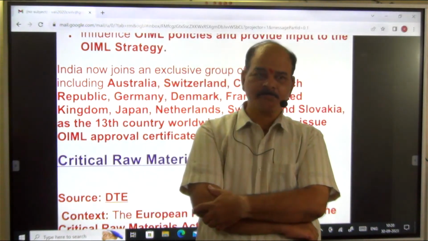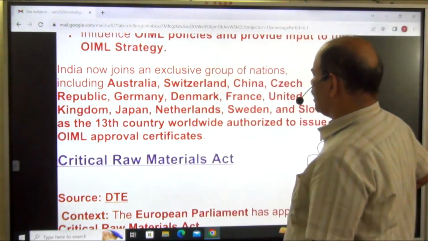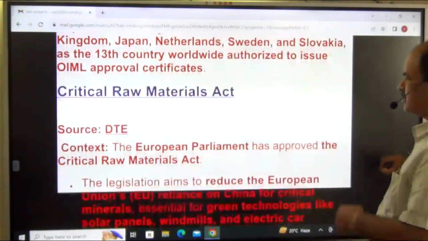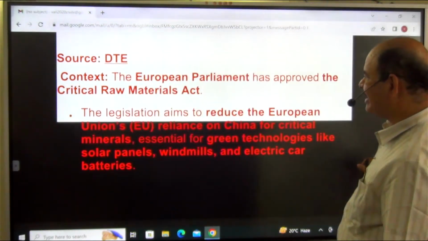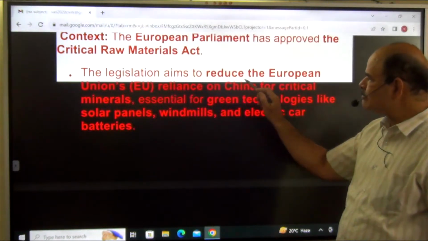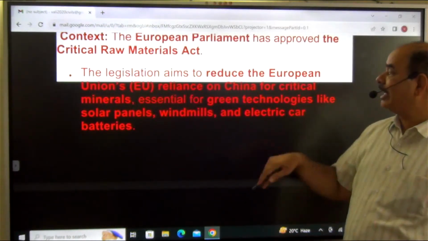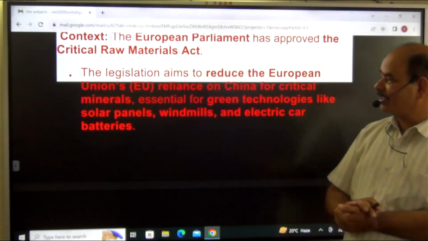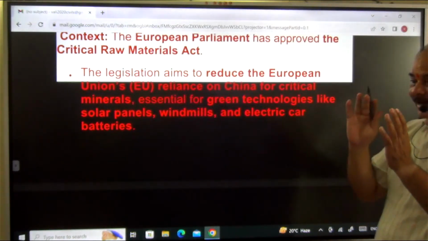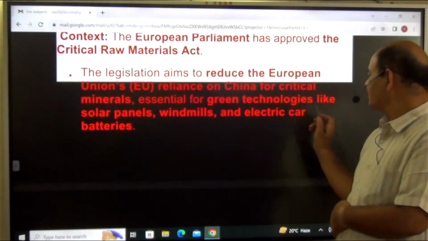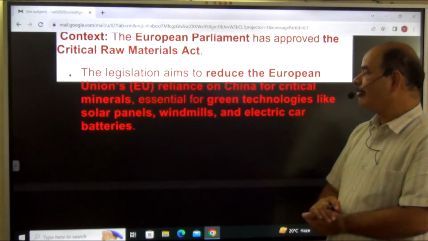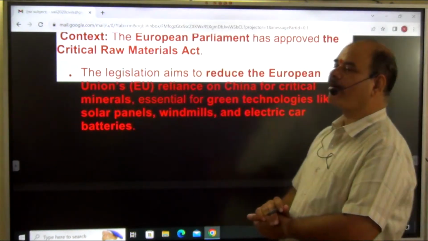Okay. Yes. Now, Critical Raw Material Act. The European Parliament has approved the Critical Raw Material Act. The legislation aims to reduce the European Union's reliance on China for critical minerals essential for green technologies like solar power, wind power, technologies like solar panels, windmills, and electric car batteries.